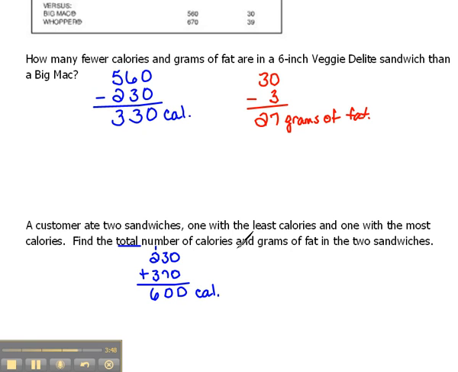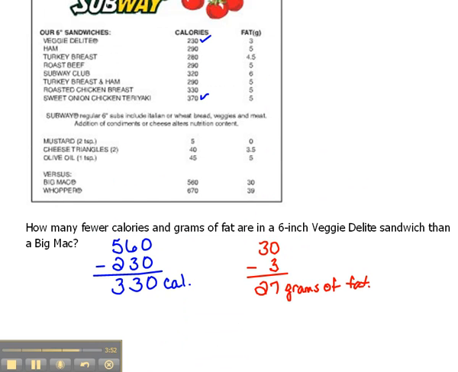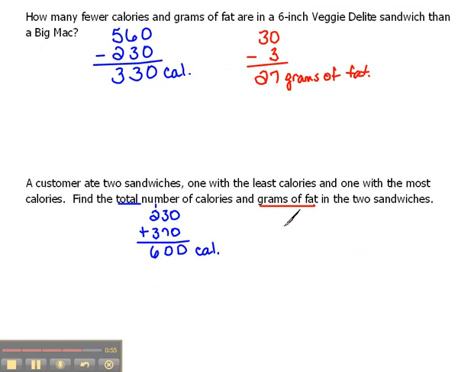Now it also says they want to know the total number of grams of fat in those 2 sandwiches. So let me go back up to my list here. There were 3 fat grams in the Veggie Delight and 5 fat grams in the sweet onion chicken teriyaki. So if I want to find the total fat grams, we would need to add those up. So 3 plus 5 would be 8 grams of fat.